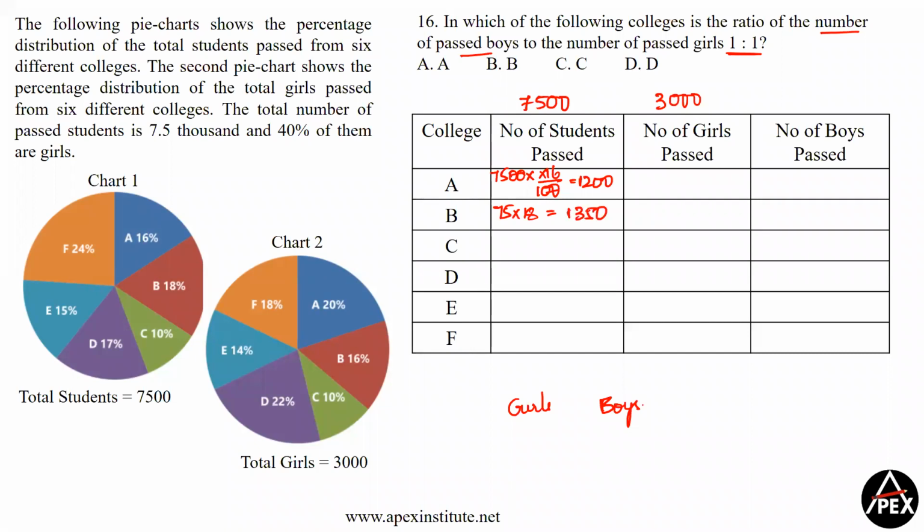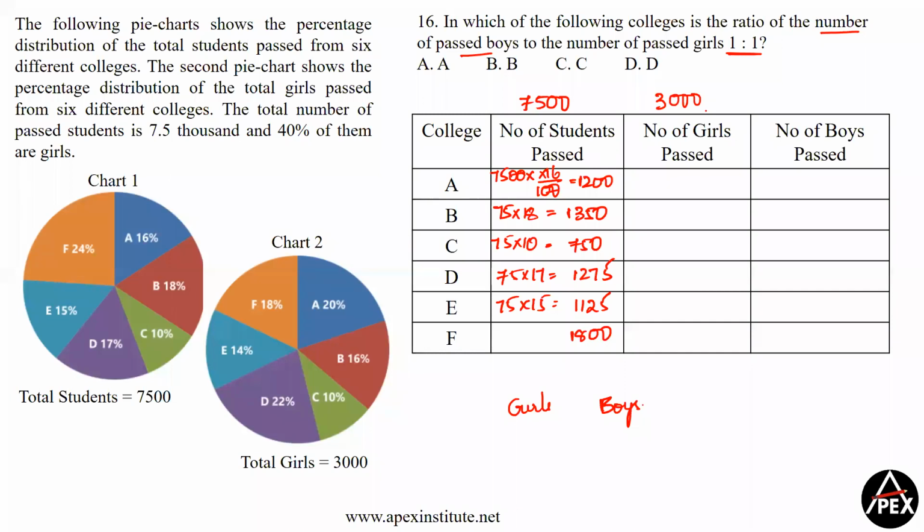Yeah, 1350. Now it will be 75 into 10, 7. In D, it will be 75 into 17, 1275. Okay, so thank you for helping me out. E, it will be 75 into 15. So it will be 750 plus 375, 1125. And of F, 24%, 1800. Now we have the total number of students passed from each of these 6 colleges.